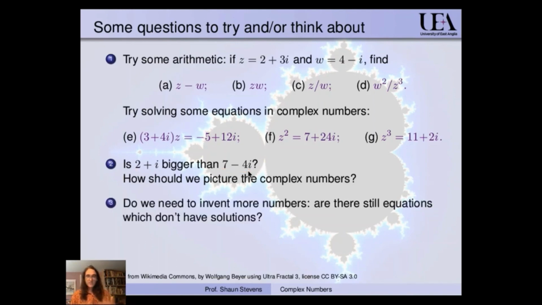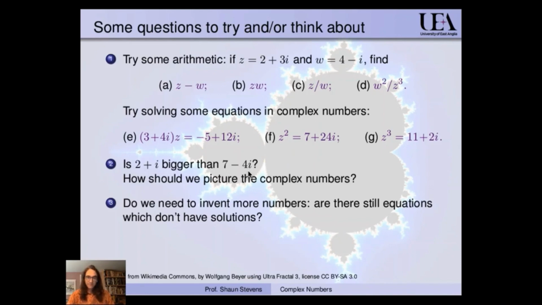Okay, so we started this off by thinking about needing some new numbers. We were looking at square roots, we were looking at the quadratic formula, and we needed to invent some new numbers to be able to always have a solution. Okay. Have we done enough? Or do we still need to invent more numbers? Are there still equations which don't have solutions?